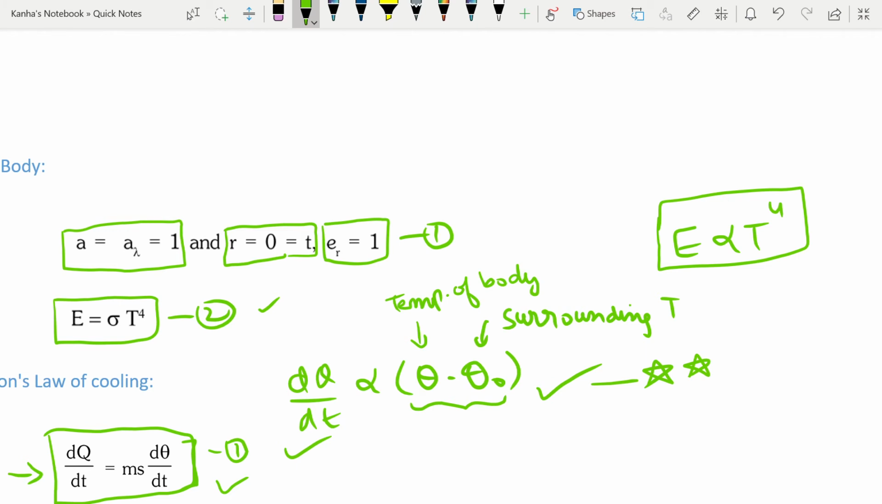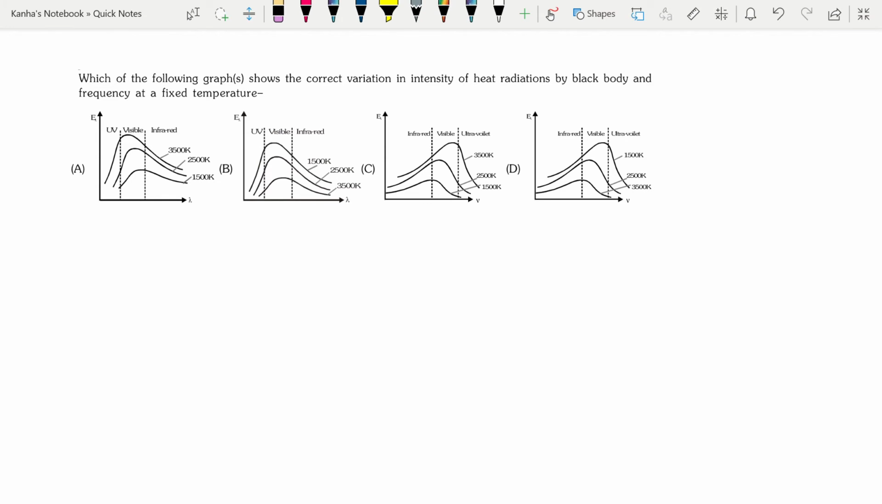Okay, note that here also the dimension is watt per meter square, and for the ideal black body you can find Q as well. Q is equal to sigma A T to the power 4 into time. You can even find the rate of emission of radiation for this body. Let us look at another question.